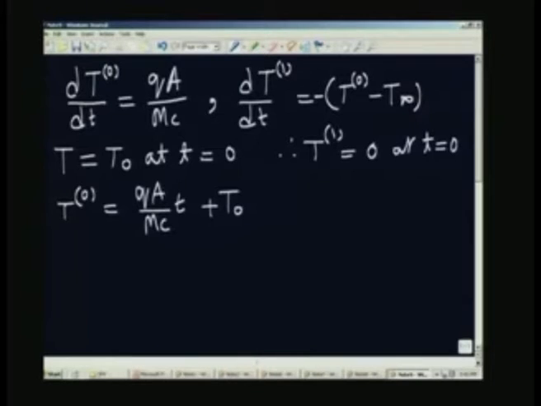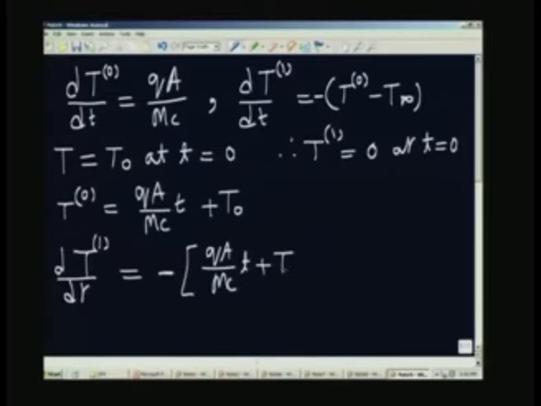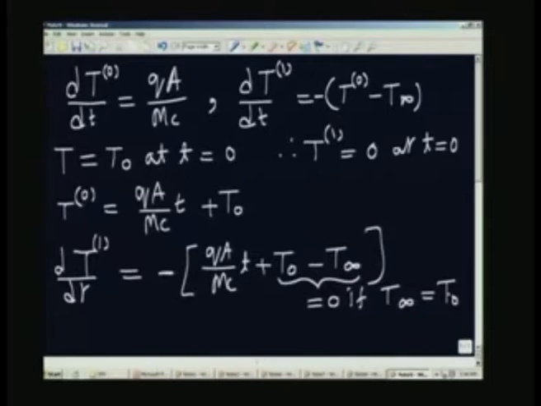And if I integrate this dT1 by dt equal to this one, what I will do is substitute it here. Therefore, dT1 by dt must be equal to minus T naught is qA by mc into t plus T naught, now minus T infinity. So if you assume that these T naught and T infinity are the same, it is equal to 0 if T infinity is equal to T naught, otherwise that also will float around.